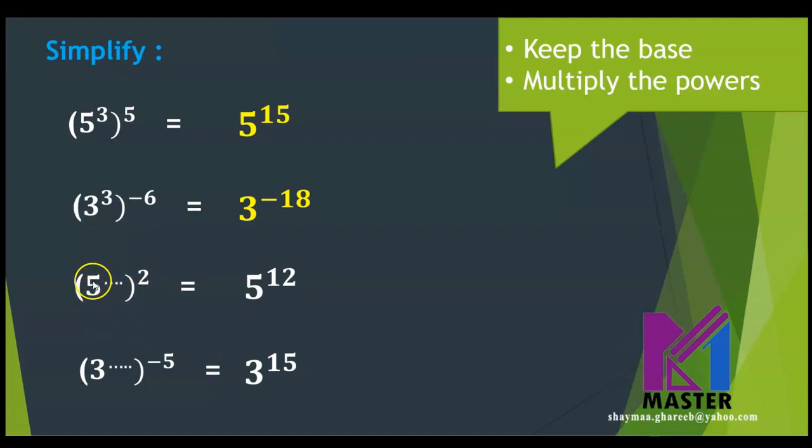The third one here has a missing power. So which power times 2 gives 12? Power 6. 6 times 2 gives 12. The last one has a missing power as well. So what number times negative 5 gives 15? This is a negative number, this is a positive number, which means the number here must be negative, because negative times negative gives positive. So this number should be negative 3.